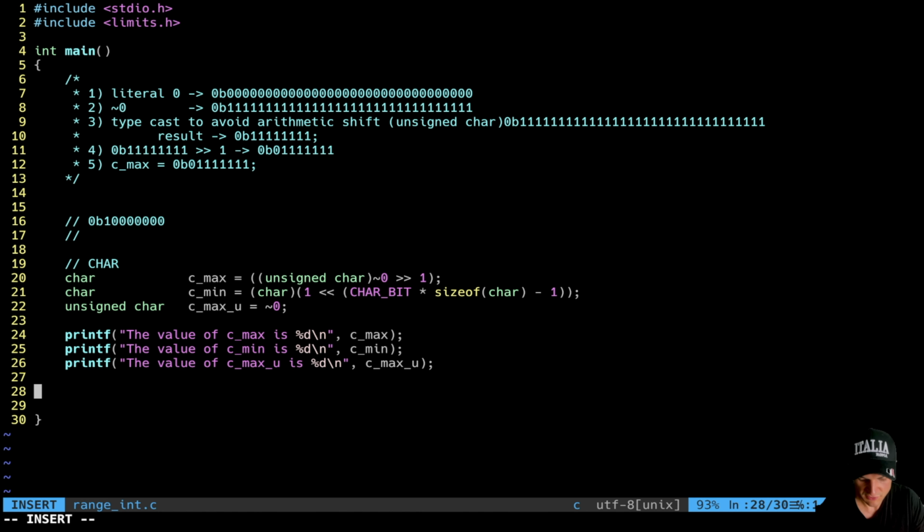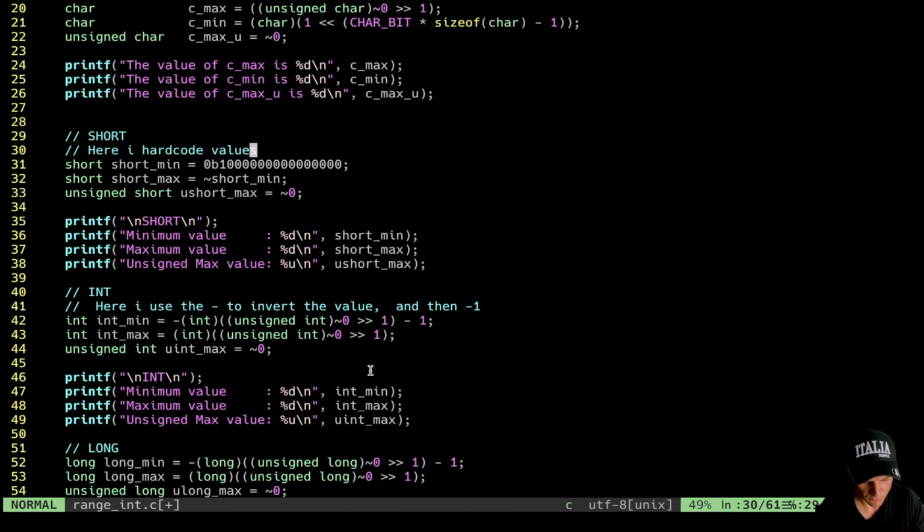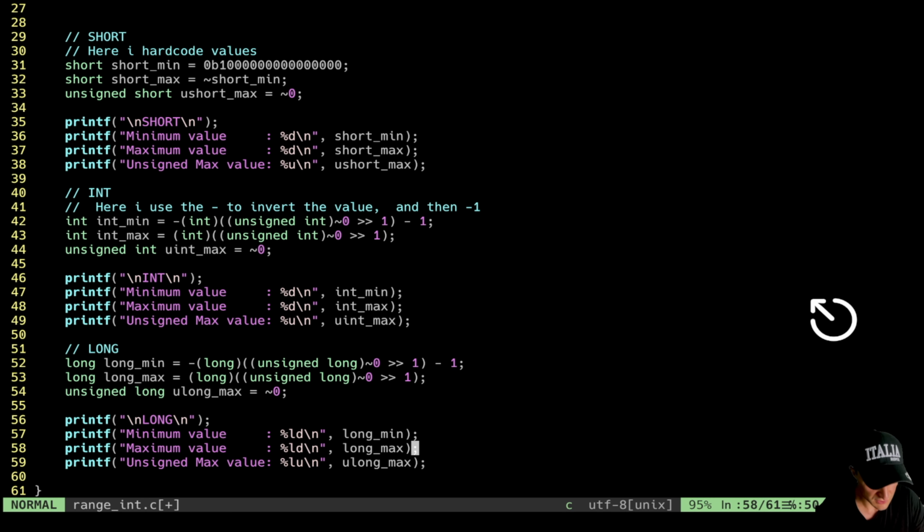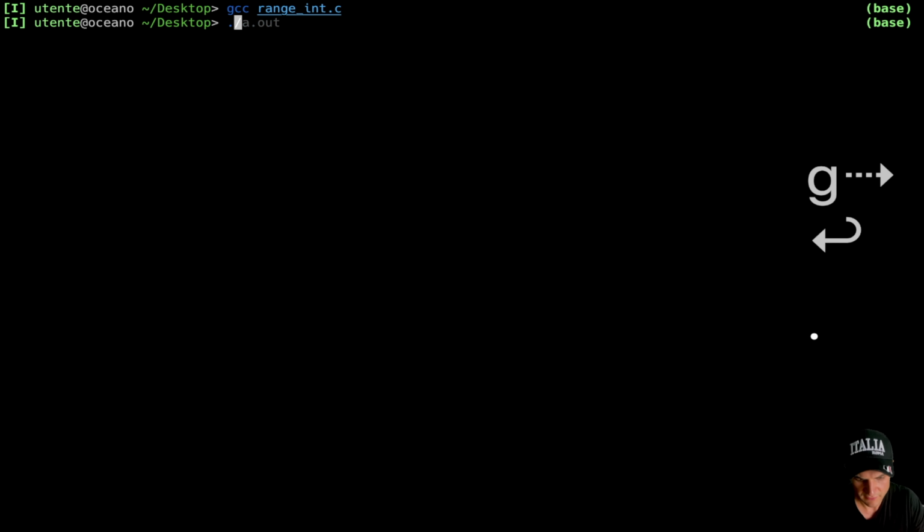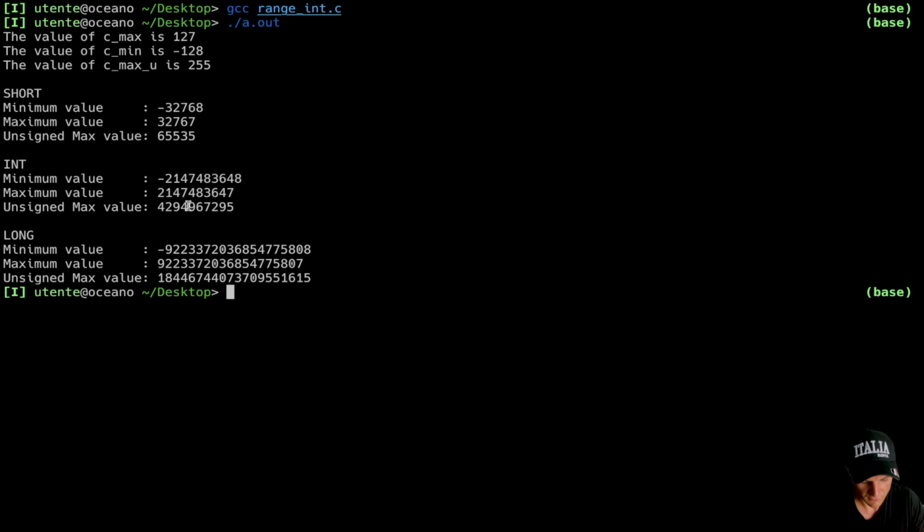Let's watch the final product. So here we are. We have short and int and long. First of all, let's watch if it works. So I'm going to compile the code and launch. It seems that everything works correctly.